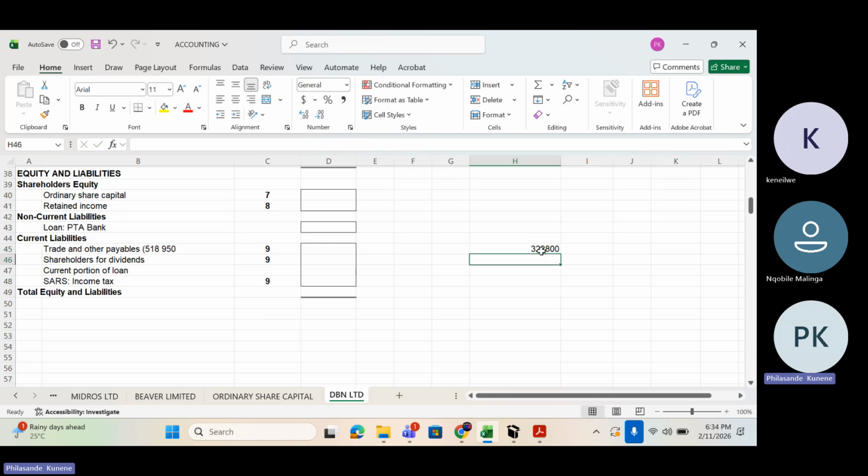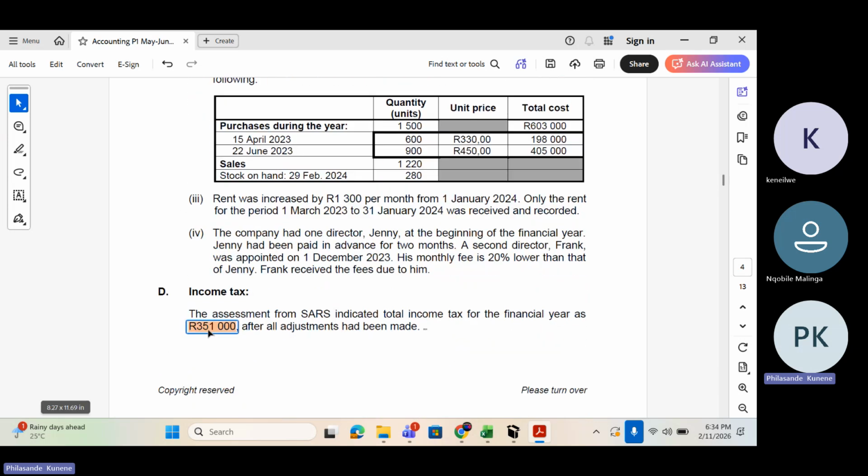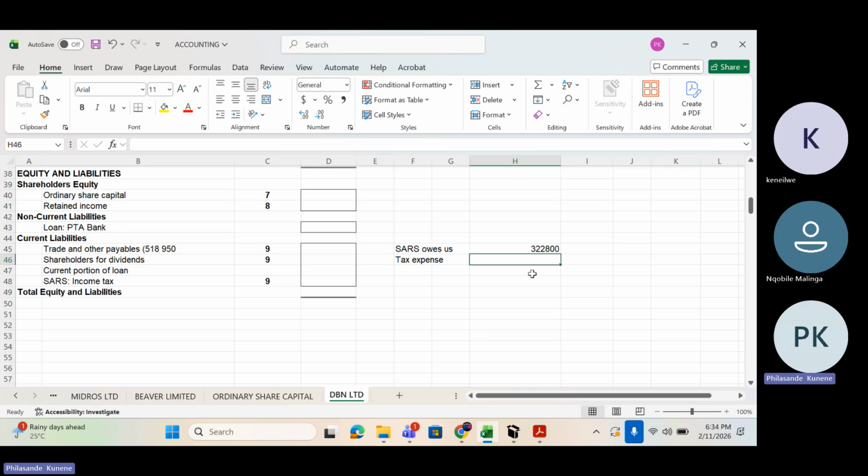322,800. Provisional payments mean that SARS owes us. Then the tax expense, obviously, is what we incurred and have to pay over to SARS. How much is the tax expense from the information? They told us that it is 351,000 rand. So are we owing SARS at the end, or is SARS owing us in this situation? We owe SARS. Definitely, we're going to owe SARS because we incurred more than what we paid.